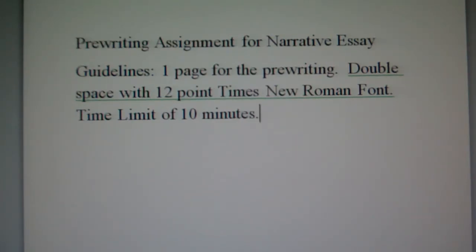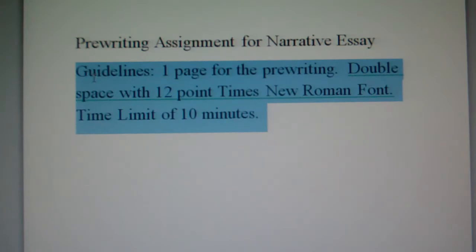That's perfectly fine to do. I'm okay with that. Just note that I need the typed document, but any way you want to work through this is fine. But spend 10 minutes, and we'll talk about why as we go through these activities. But that guideline is pretty much always going to be standard for the double-spaced 12-point Times New Roman. If you need to jot this down or see more of it, feel free to back up the video.